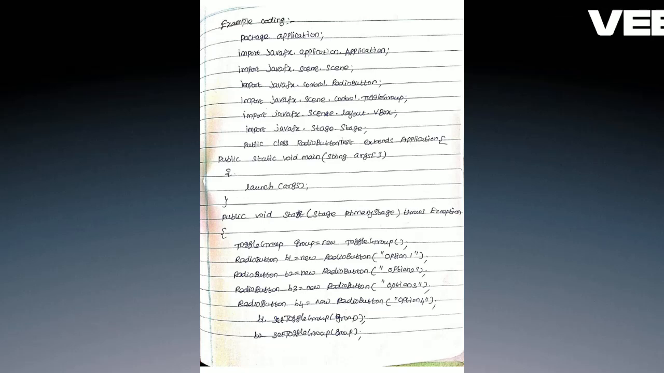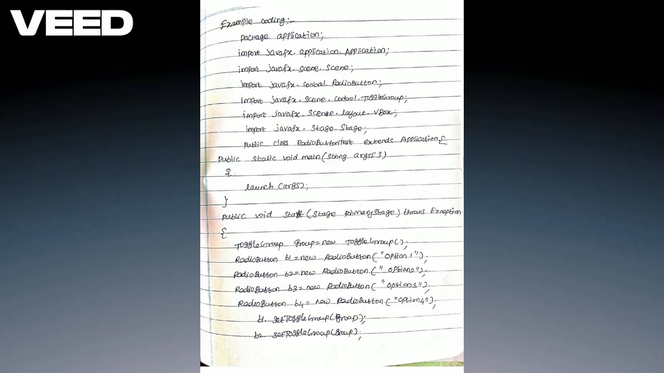We have to create the stage. And for layout, we can specify any one layout, whether it is a vertical box or a horizontal box. If it is vertical, the items will be shown one by one in the output. If it is a horizontal box, they will be displayed side by side with some spaces.